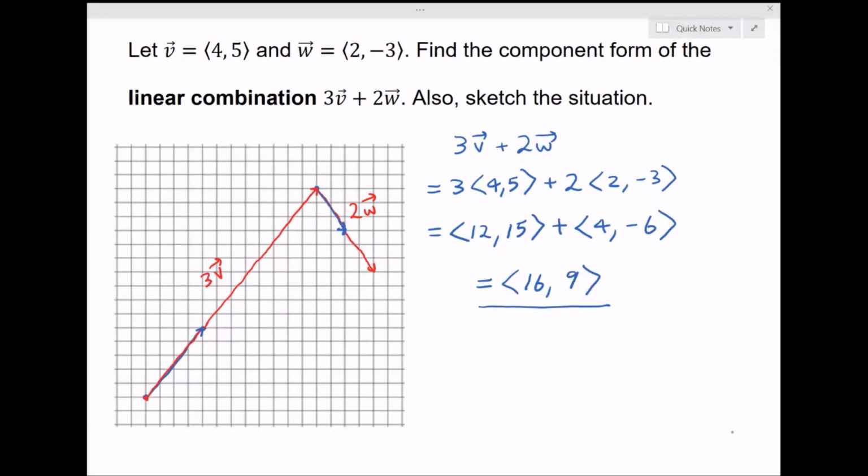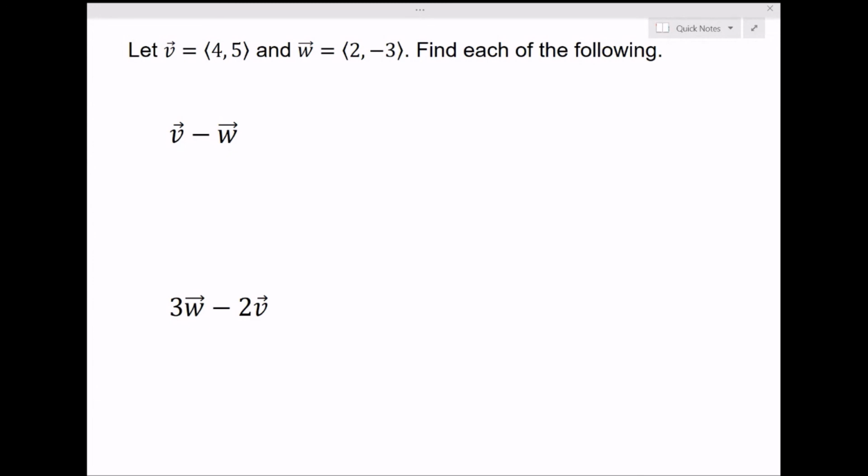So the final result, adding those two together, we start at the original origin, the tail of the first vector, and end here at the head of the second vector. And so again, the final result is this long green vector here, right? That green vector is what we were looking for, 3v plus 2w. And was our math correct? 16, 9. Is that what we got? Over 16, up 9. Looks like it. So we're done. So one very last thing, what about subtracting vectors?